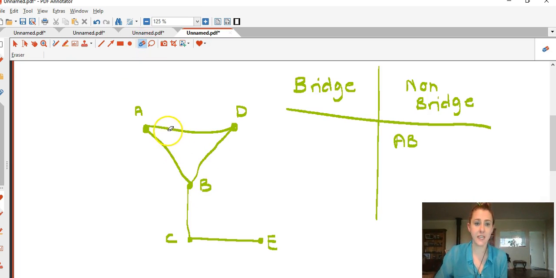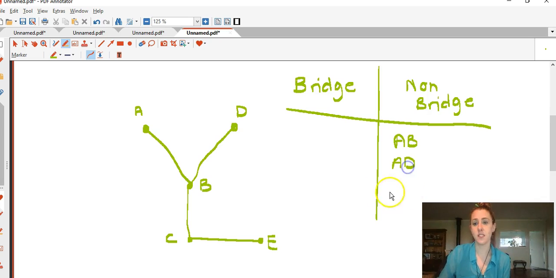This time I'm going to take out AD. And you can see there again that my graph is still connected because you can still get from A or D to the rest of the graph. So AD was not a bridge. Okay, putting that one back in now.